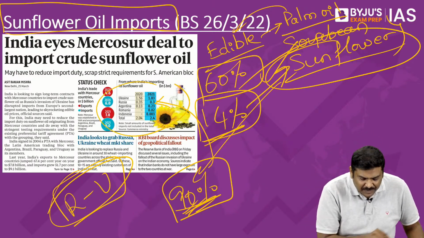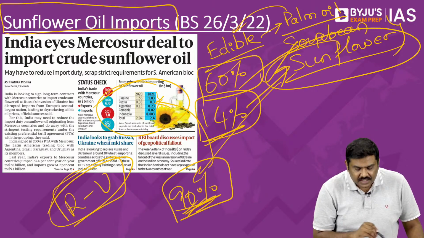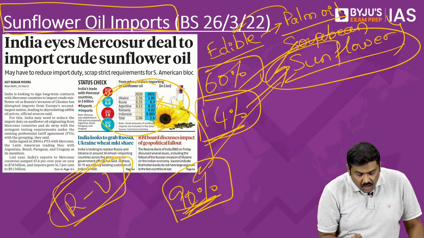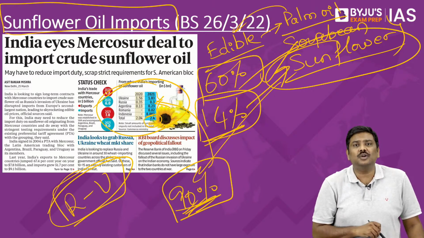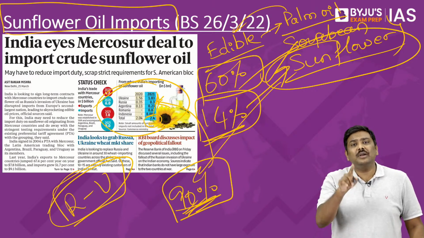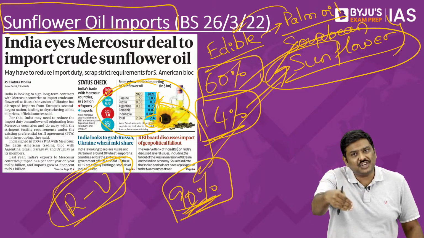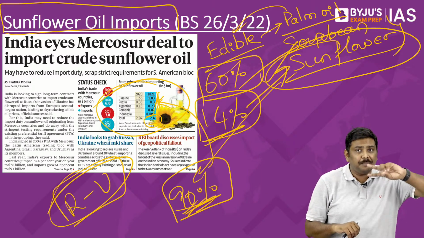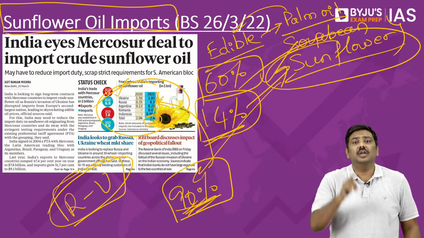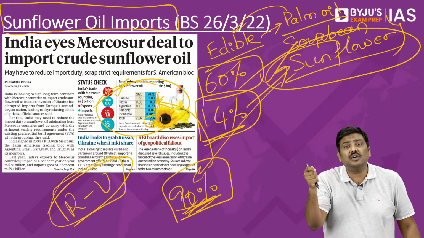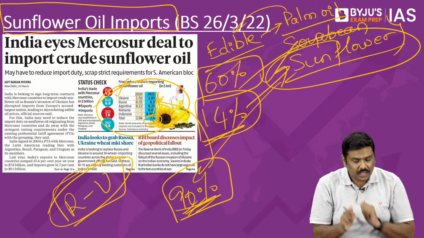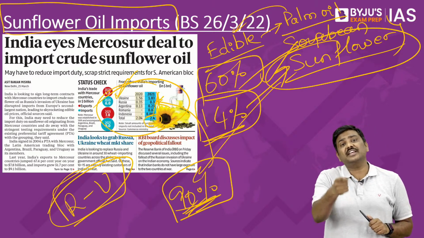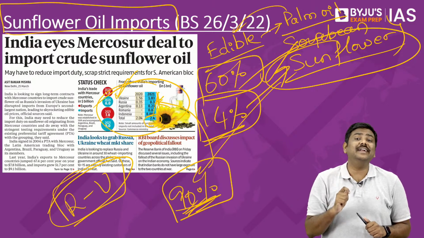And if you can see this particular data, have a look at this. In the year 2021, out of the total import of sunflower oil of $2.4 billion, more than $2.1 billion was imported from Russia as well as Ukraine itself. And between the two countries, remember, Ukraine is the topmost exporter of sunflower oil to India. This could be asked in UPSC prelims. Ukraine is the topmost exporter of sunflower oil to India.